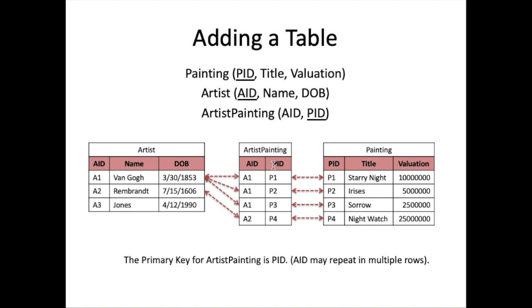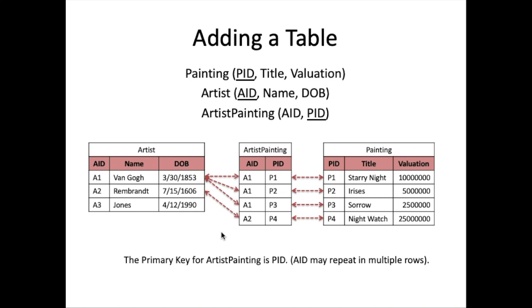And on the other hand, because the same artist can paint multiple paintings, we can have more than one row in the artist painting table with the same artist ID, but different painting IDs. So we see that paintings P1, P2, and P3 were all done by artist A1, who is Van Gogh, whereas painting P4 was done by artist A2, who was Rembrandt. Okay. And so since in the artist painting table PIDs are unique, we never have the same painting associated with more than one artist. Painting ID works for a primary key for artist painting.